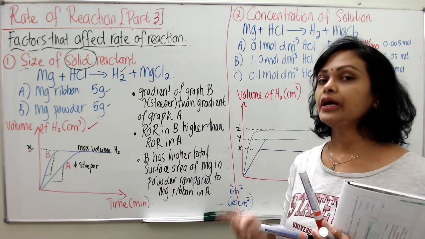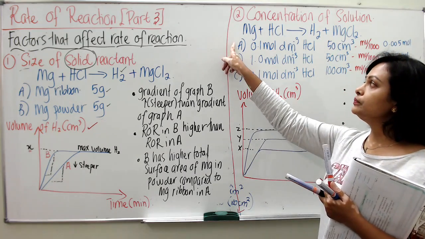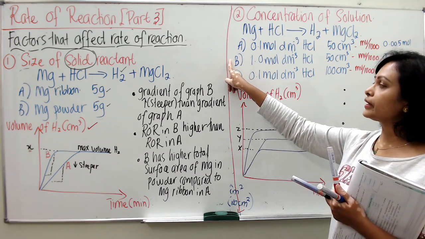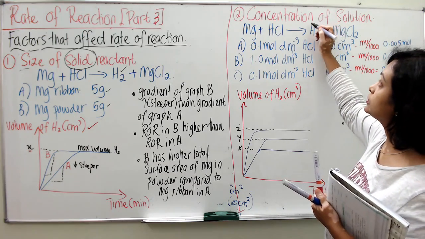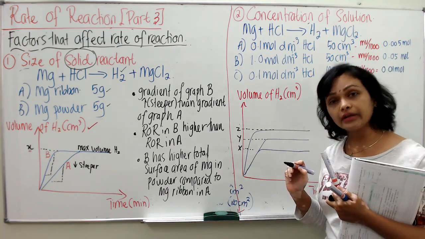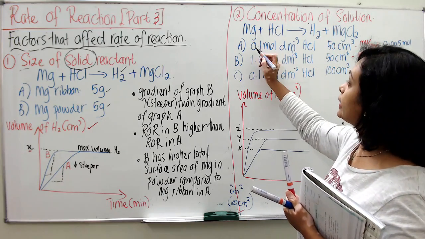Now, let's look at experiment A, experiment B, experiment C. So since I told you that concentration is one of the factors impacting the rate of reaction, you can say that, can you see that?